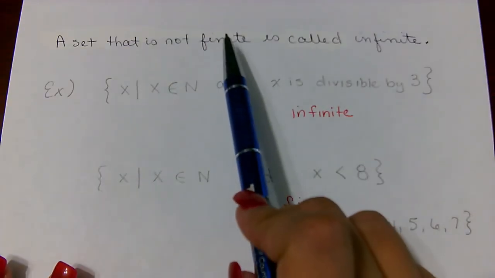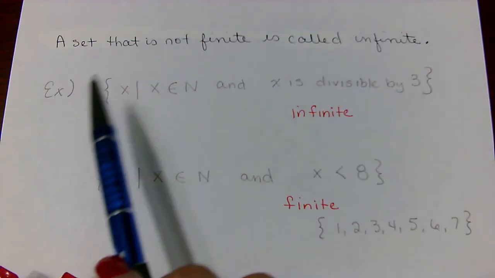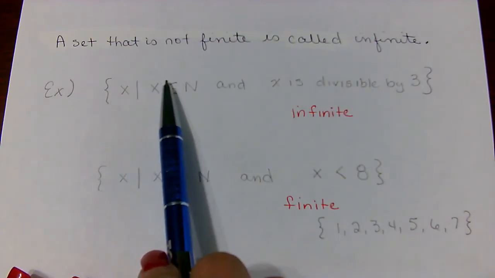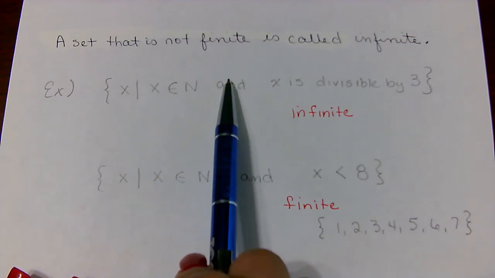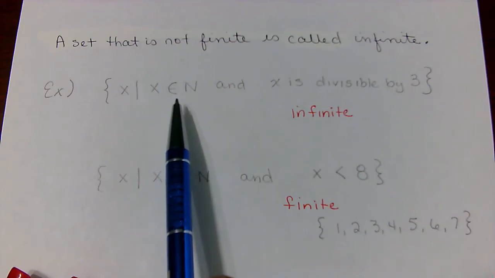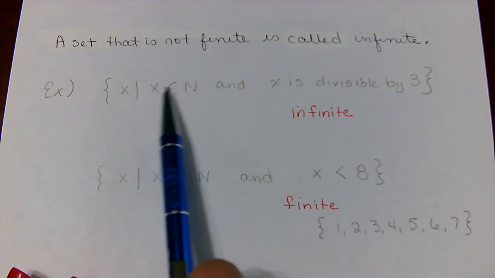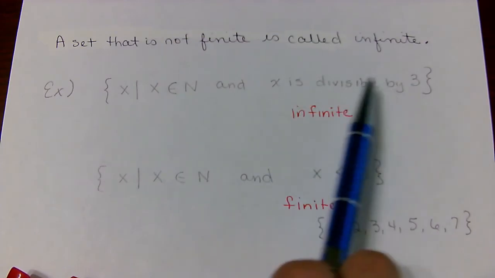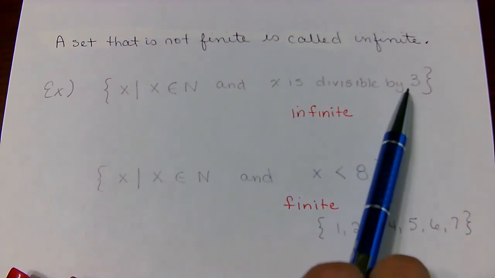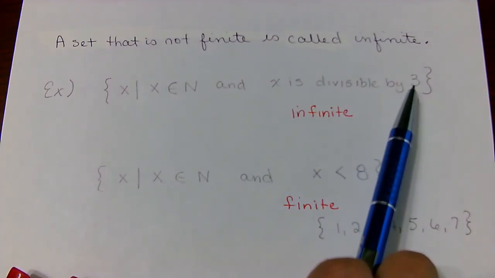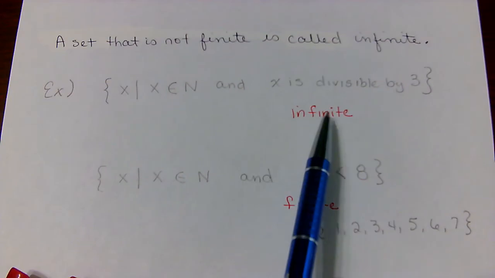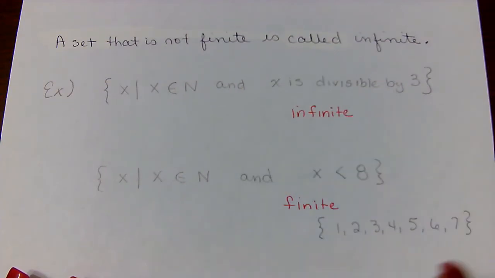A set that is not finite is called an infinite set. Okay, so an example is this set where x is an element of a natural number and x is also divisible by 3. Okay, so the very first number we would have is 3, a natural number that is also divisible by 3. Then we would have 6, a natural number you can divide by 3, 9, 12, and so forth. This will go on indefinitely, therefore it is an infinite set.